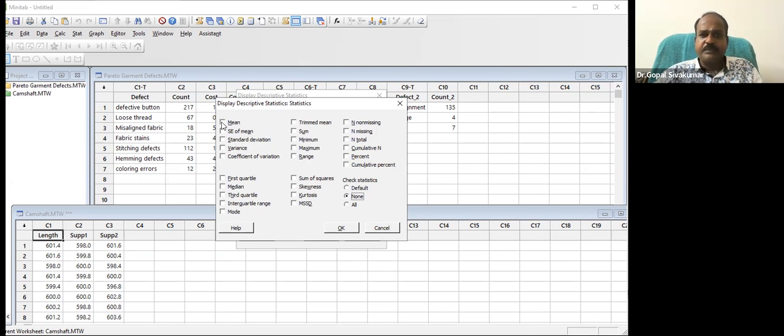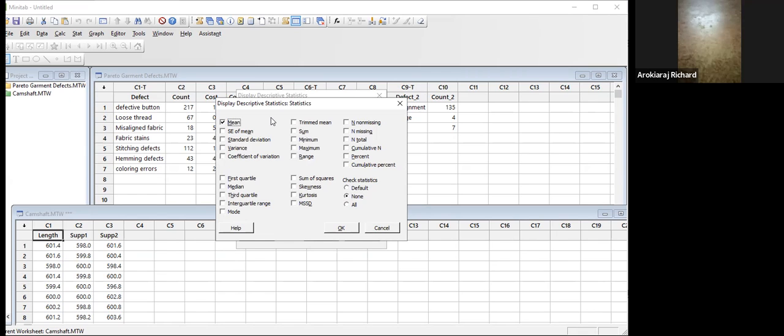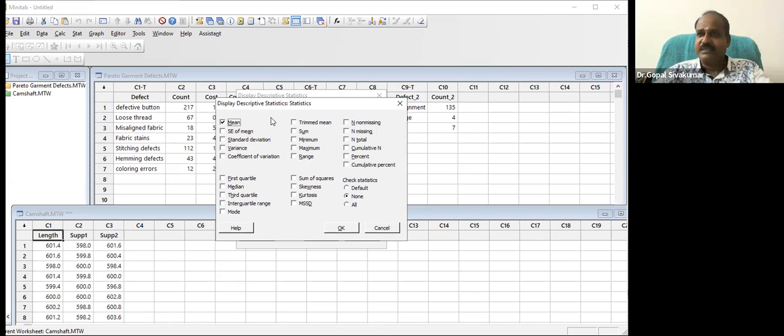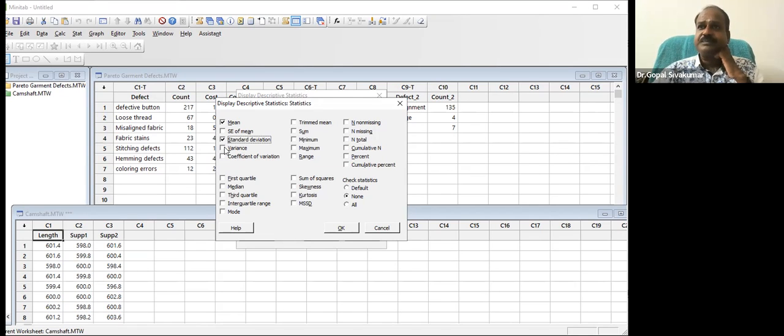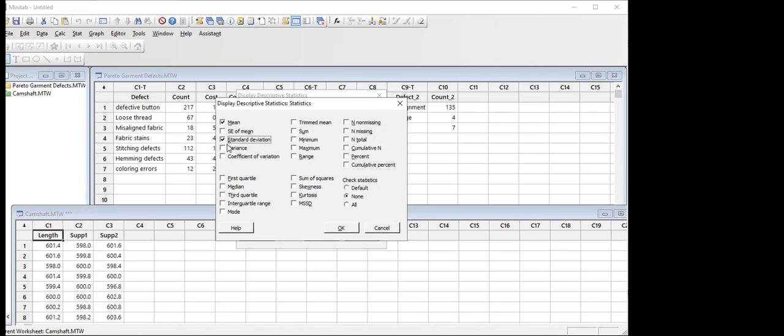All of you, do you know what mean is? Mean is average. All of you know mean. Now, standard error of mean. All of you know that? You don't know that, right? If you don't know, let us not use it. Then, standard deviation. Do you know standard deviation? Yes, sir. So, click that. Variance. Do you know variance? Yes, sir. What is the relationship between variance and standard deviation?